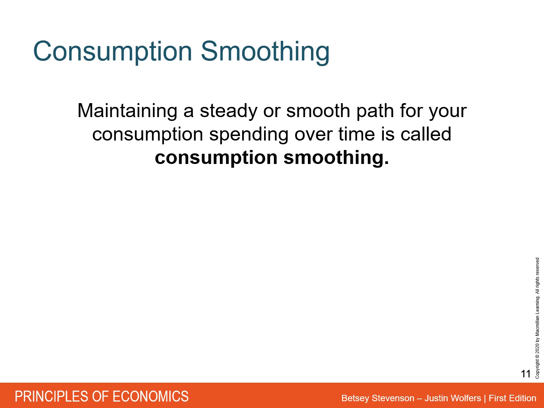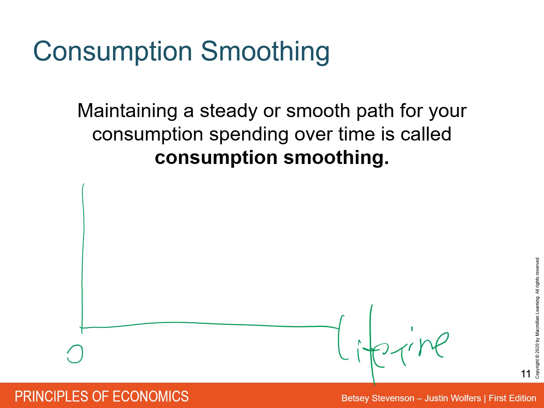I also know something called consumption smoothing. So this is somebody who tries to have a very smooth consumption. So imagine we have a person's lifetime. So this might be from age 0 to age, I don't know, maybe 100, right? So if you're consumption smoothing, then you're going to try to make consumption as smooth as possible. So almost consistent.